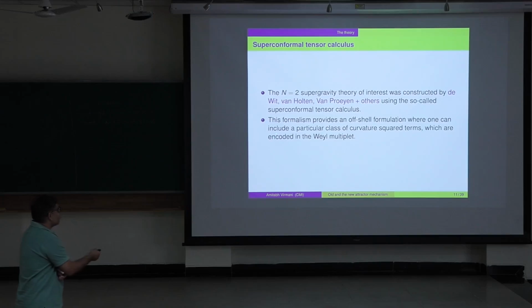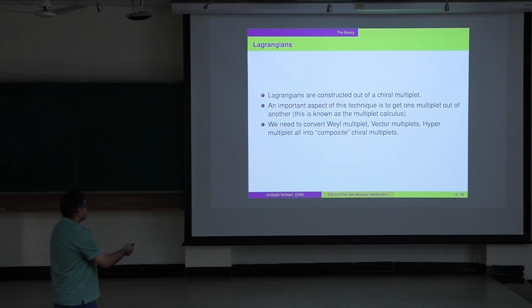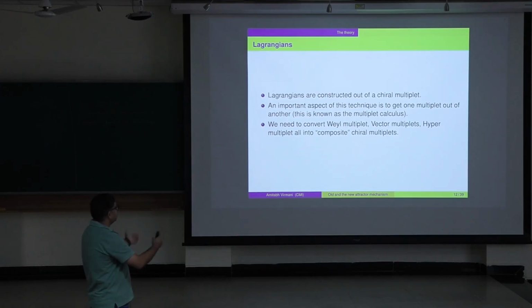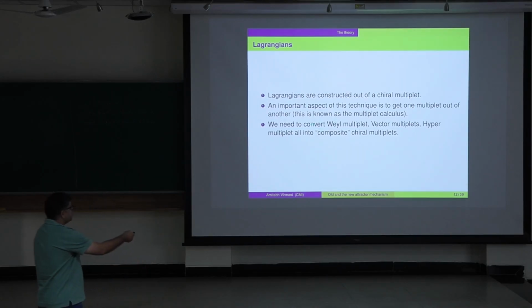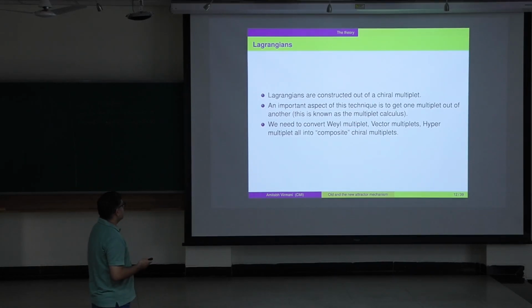Yeah. Okay, so this formalism provides an off-the-shelf formulation where one can include a particular class of curvature-squared terms, which are encoded in what is called the Weyl multiplet. Lagrangians are constructed out of chiral multiplets, and an important aspect of this whole technique is that one should be able to go back and forth between various multiplets. So if you give me a Weyl multiplet, I should be able to construct a chiral multiplet out of it. If you give me a vector multiplet, I should be able to construct a chiral multiplet out of it, and so on. So one should be able to convert into various composite multiplets, and this whole thing is called the multiplet calculus.